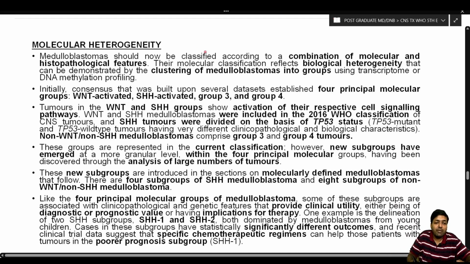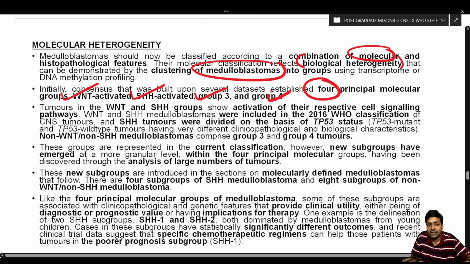As you see, medulloblastomas can be classified according to a combination of molecular and histopathological features. Okay. Now this molecular classification reflects the biological heterogeneity that can be demonstrated by clustering of medulloblastoma into groups. So we can see that there are 4 principal molecular groups: WNT activated, SHH activated, group 3, group 4. That is nothing but the non-WNT, non-SHH activated.